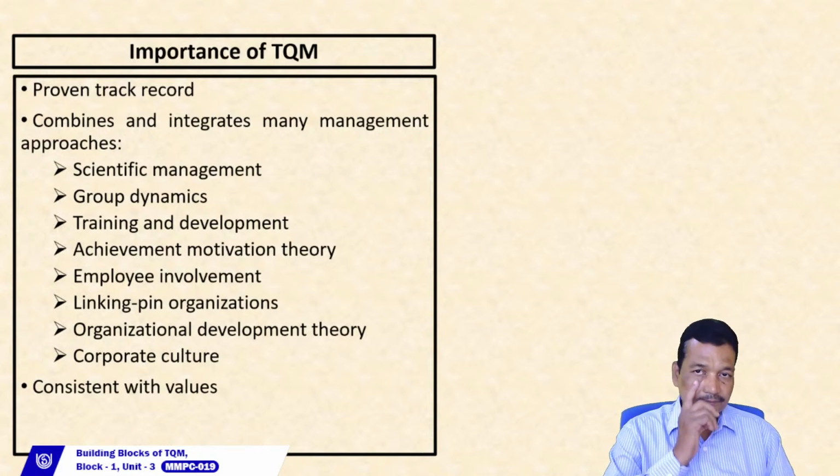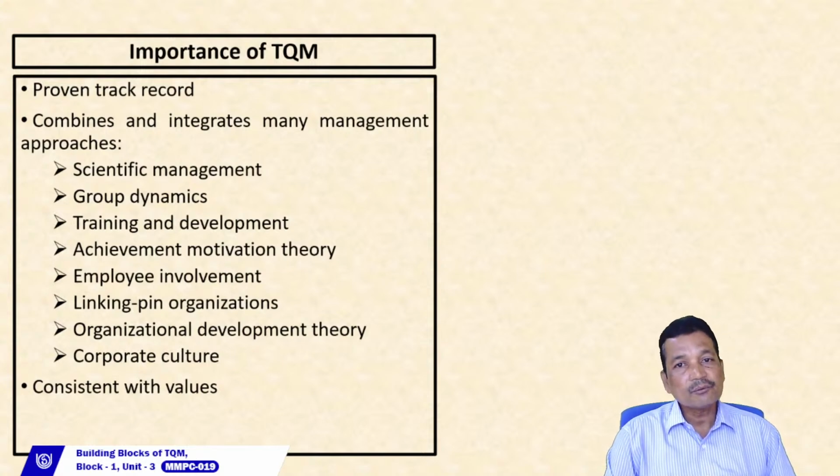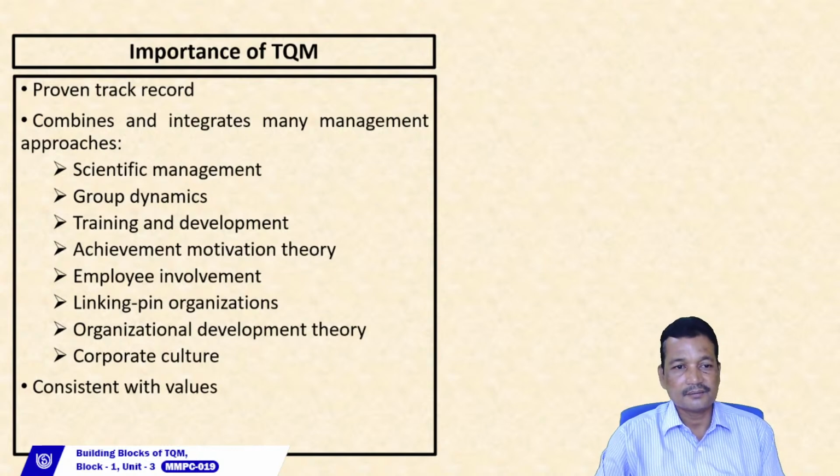Employee involvement. TQM requires the involvement of all the employees. The employees should be motivated, they should be skilled enough, they should have proper training and development, and they should participate in the development of quality approach in the organization. That is the employee involvement.